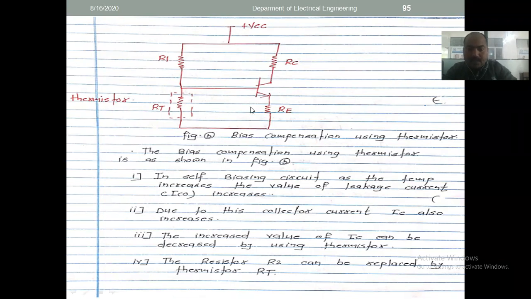So the collector current is the addition of the current due to the minority charge carriers and the current due to the majority charge carriers. The majority charge carrier current is constant, but the minority charge carrier current increases. So the addition of both, which is the collector current, also increases.